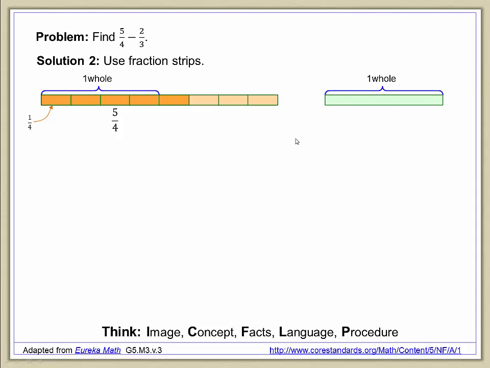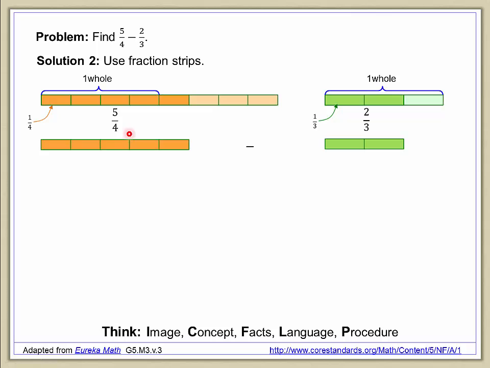With our 2/3, we'll start with a whole, and we'll break it into 3 parts and shade 2 of them, just as we did before. Now the task is to subtract 3/4 from 5/4. And you'll notice that we're using an example of a problem where the first value is larger than the second, so that we don't get into negative numbers.